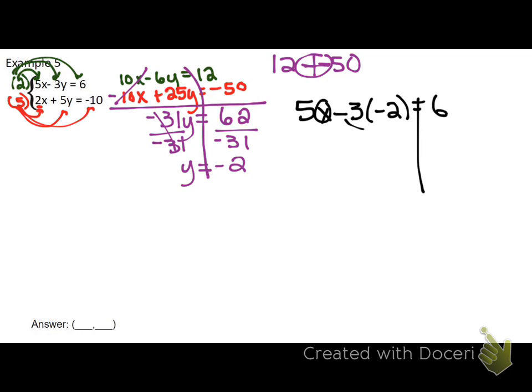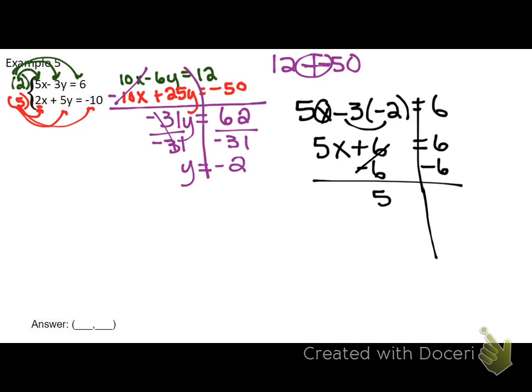Okay, now I solve for x. Negative 3 times negative 2 is going to equal a positive 6. To get the x by itself, I subtract 6 from both sides. Six minus 6 is 0. I'm going to divide each side by 5. X is going to equal 0. So when I go to write my answer, my ordered pair, my x value is 0, and my y value is negative 2.